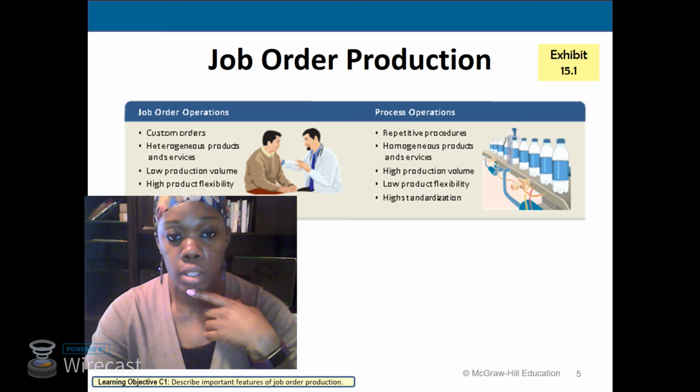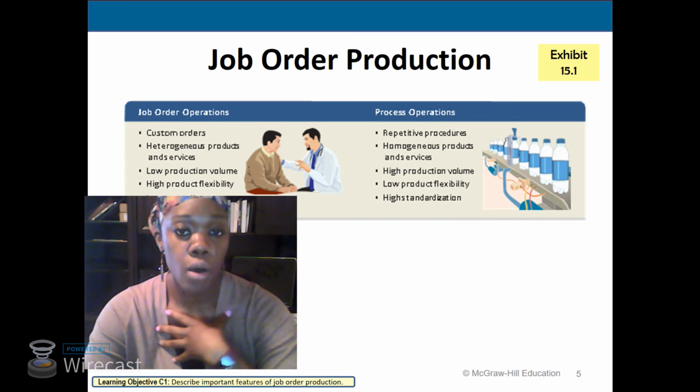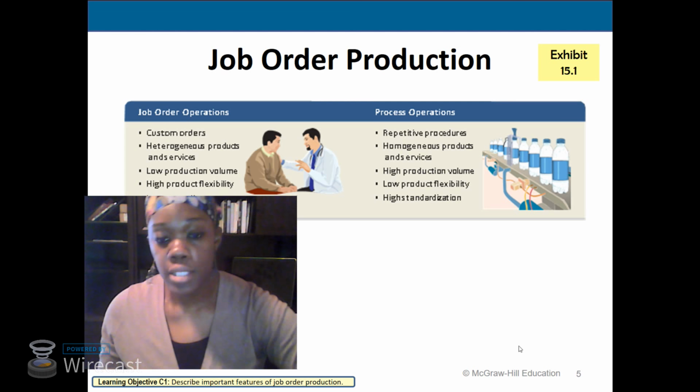We have our low product flexibility. They don't really have a lot of say. Like I can't say, oh, I want my Cheerio box to look like this. No, you don't get that option. So those are the process.